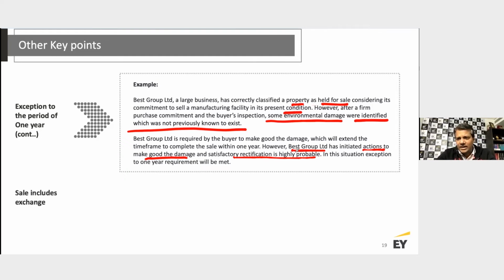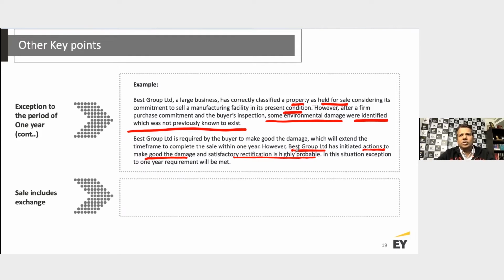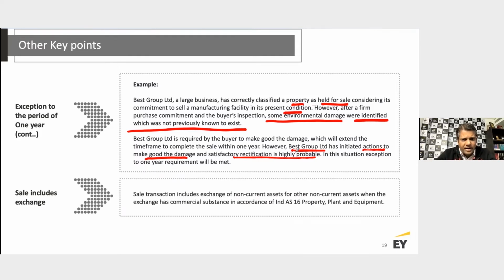All right. Even if a sale includes an exchange, where I'm going to exchange one non-monetary asset for another non-monetary asset, which has commercial substance, that also in a way meets the criteria for classification as held for sale. A sale transaction includes exchange of non-current assets for other non-current assets when the exchange has commercial substance. Remember, the exchange has to have commercial substance in accordance with Ind AS 16, Property, Plant and Equipment.